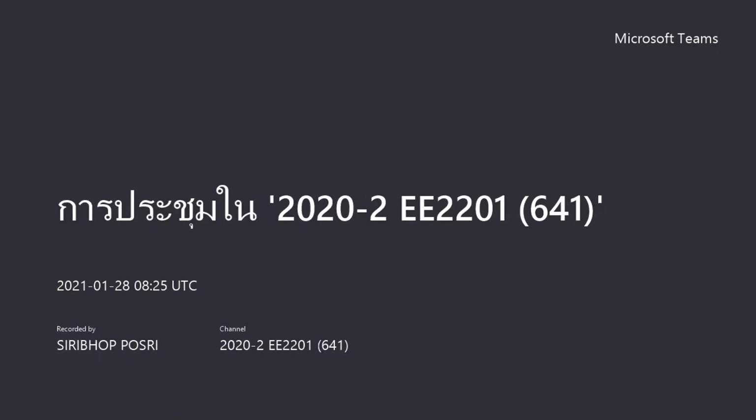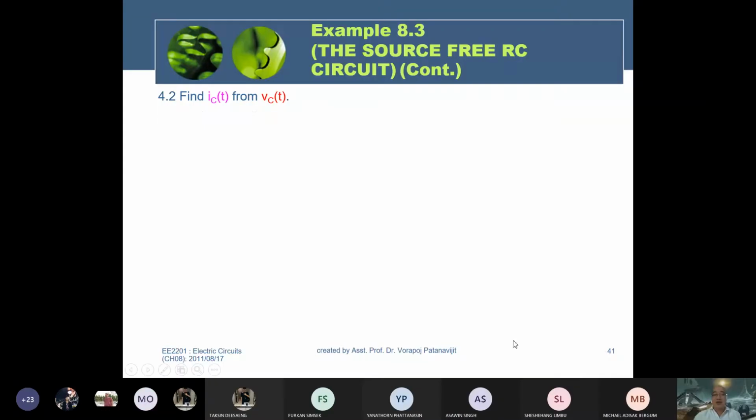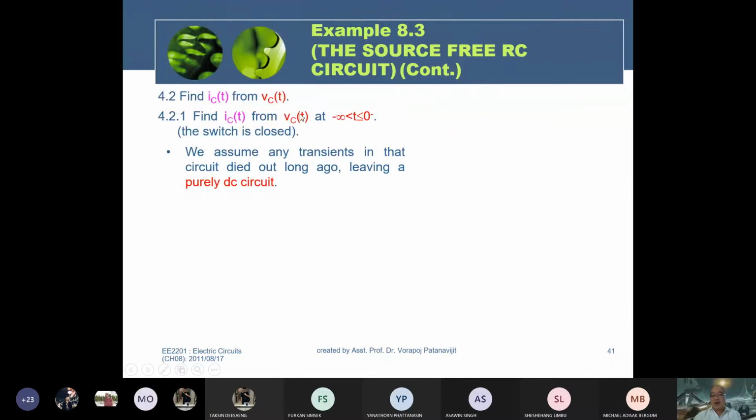Another point of view. For time less than 0, VC equal to 9 volt. Okay, VC equal to 9 volt. IC equal to C dV by dt. Okay, if VC is constant, take the derivative of the constant, you get 0.